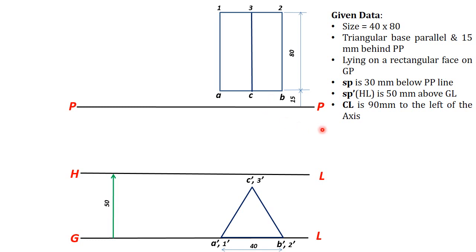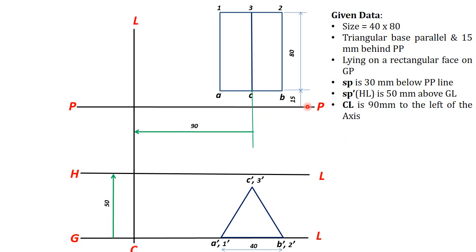For that, first you mark the center line. The center plane is given as 90 mm to the left of the axis of the prism. So this is your axis of the prism, and you can draw the center line 90 mm to the left of the axis, that is this point. Now on this center line you can mark the station point's front view and top view. The station point's top view is 30 mm below the picture plane, that is this point, and the meeting point of HL and CL will give you the station point's front view.